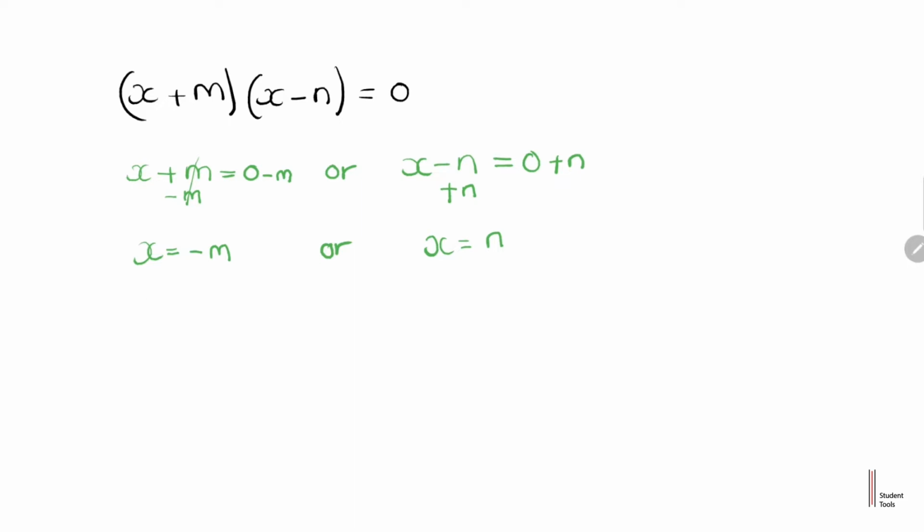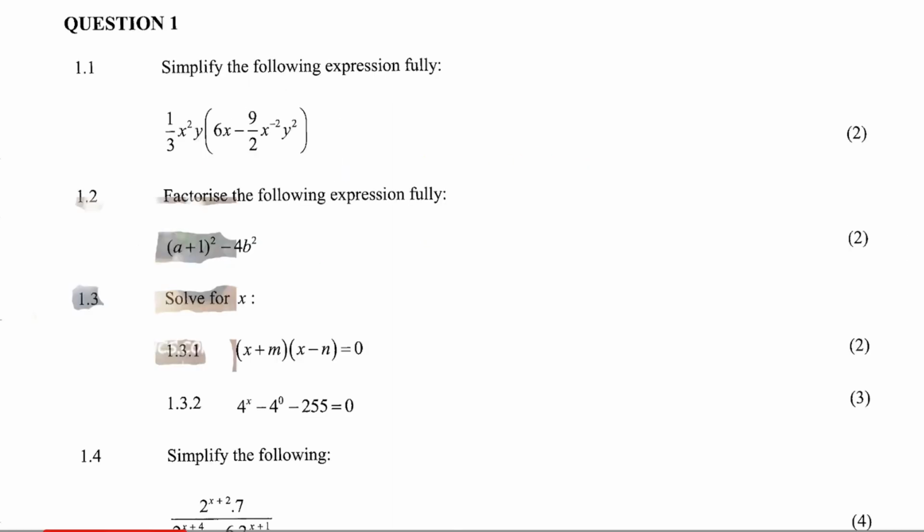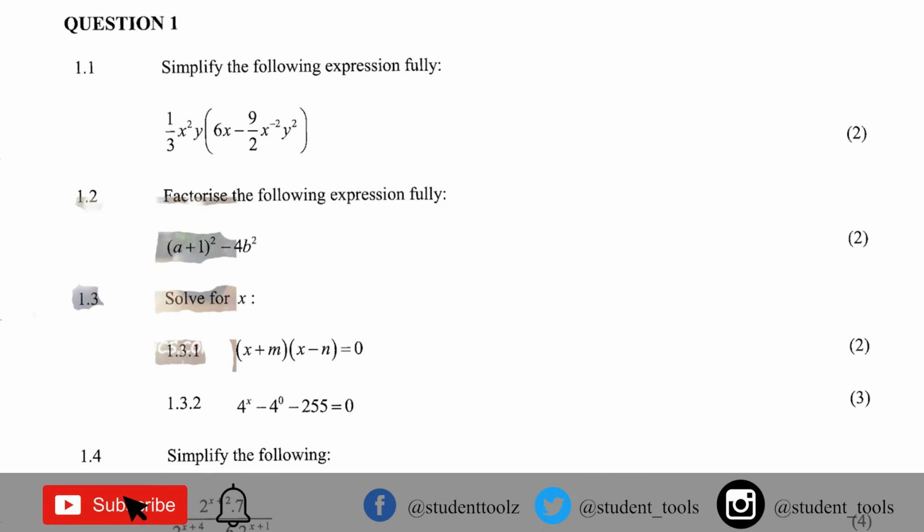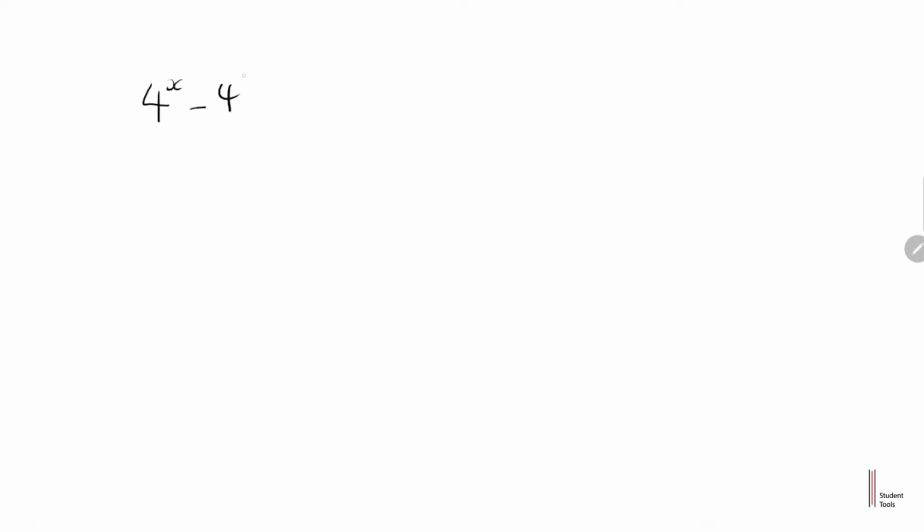Next, we have 1.3.2. We're still solving for x, and we have this expression, 4 to the power x minus 4 to the power 0 minus 255 equal to 0. All right, so we're given this and we're supposed to solve for x.